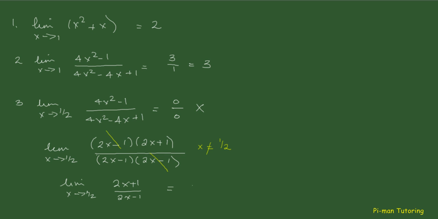And now if we plug in the values, 2x plus 1 will be 1 plus 1, that's 2. 2x minus 1 is 0, so we have 2 divided by 0. There's no more factoring to do. There's nothing else we can do to simplify this expression. And so this limit does not exist. And that's always a possibility too.